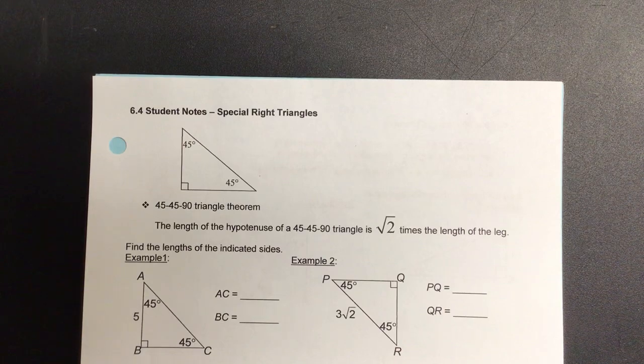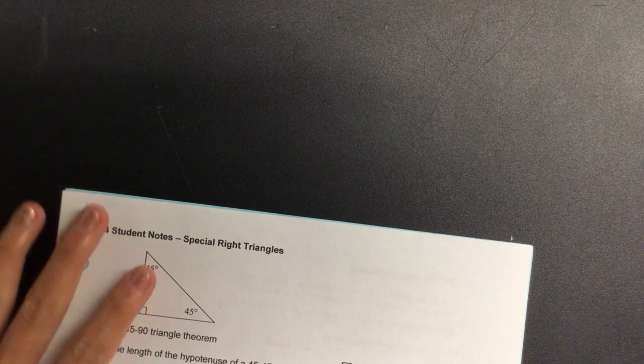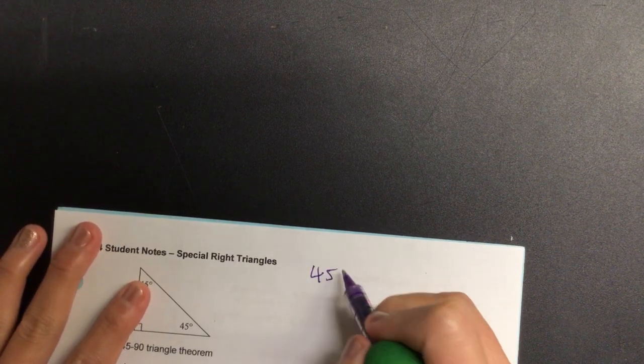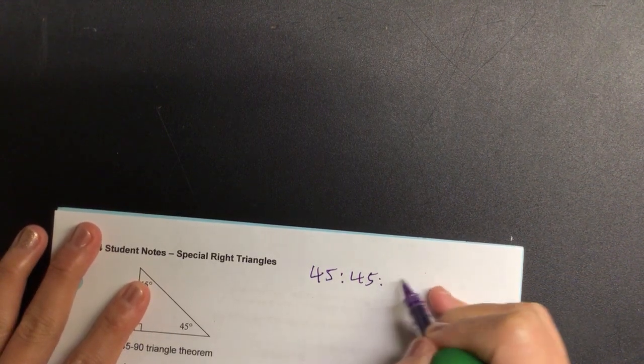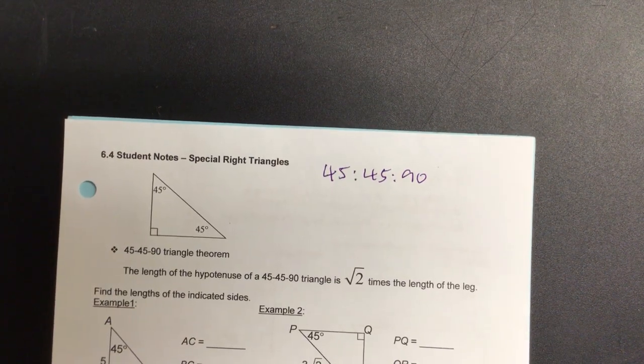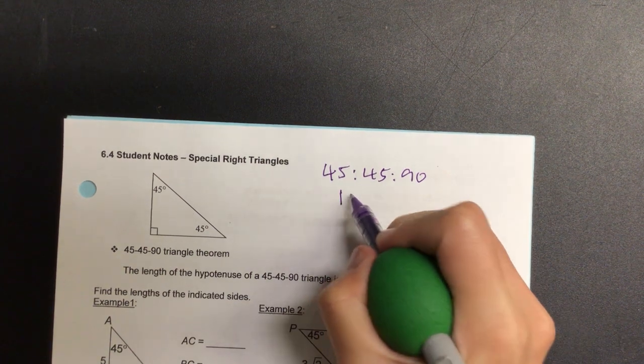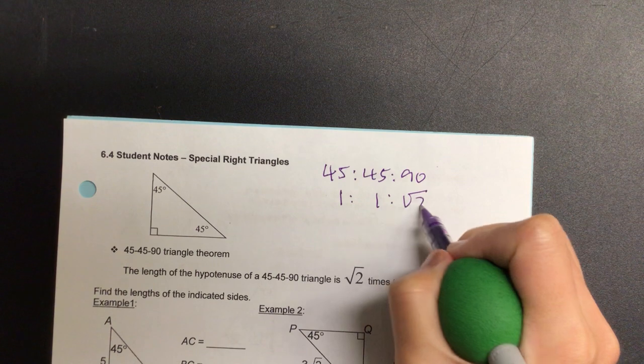On the very top, let's all write out 30, 60, 90. Actually, let's start with 45, 45, 90. We have 45, 45, 90. And there's a ratio that I want you to memorize at all times, as long as I give you an isosceles right triangle. And that is 1, 1, root 2.